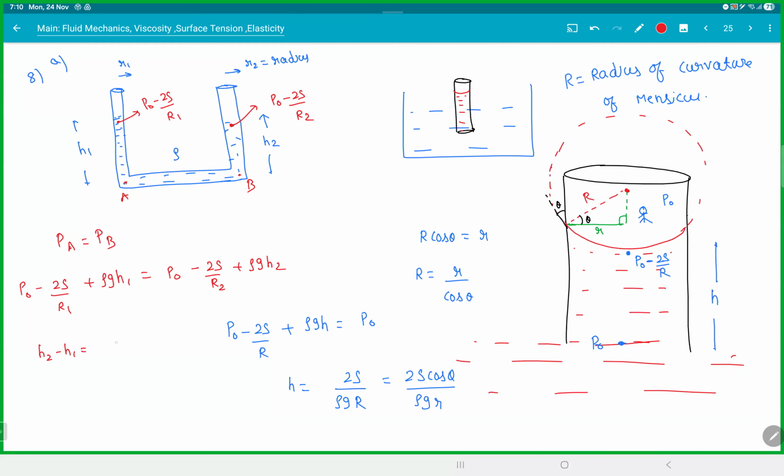So we get h2 minus h1 is equal to 2S cos theta by rho g into (1/r2 minus 1/r1). Clear? And do you guys remember in capillary action, find the heat produced? When you put a capillary, it actually loses some energy. There is heat produced. We'll talk about that. It is half of the potential energy.